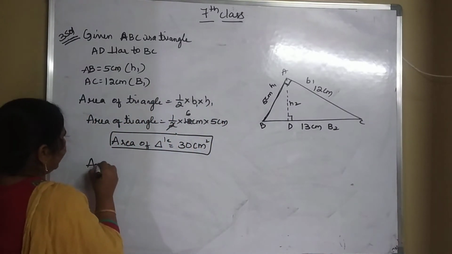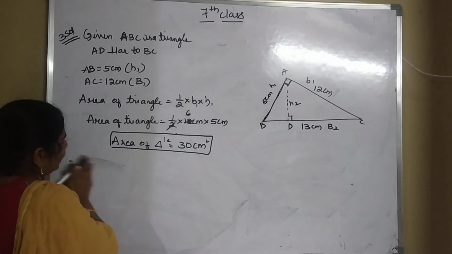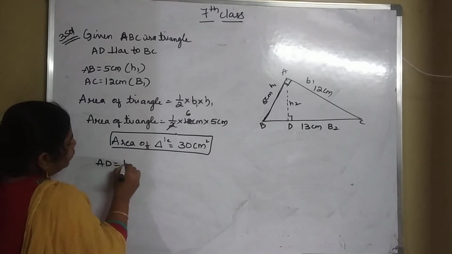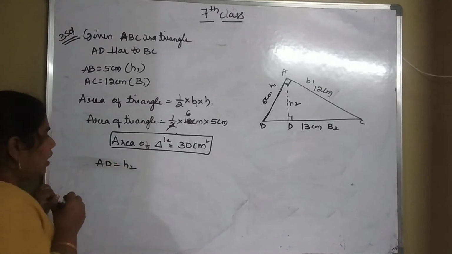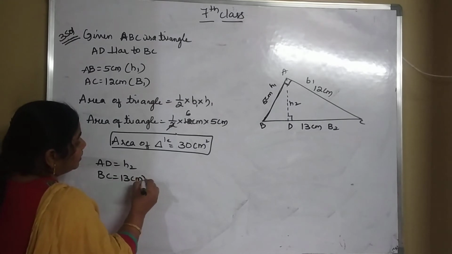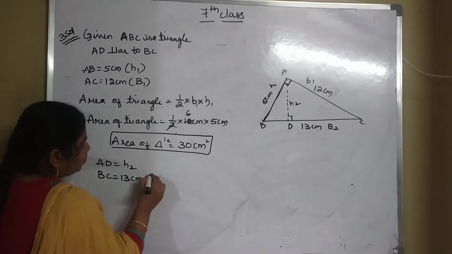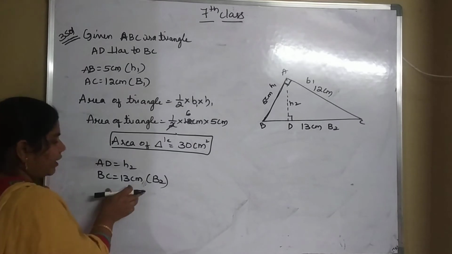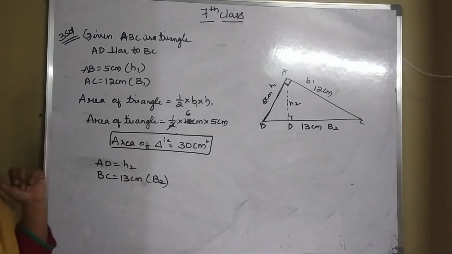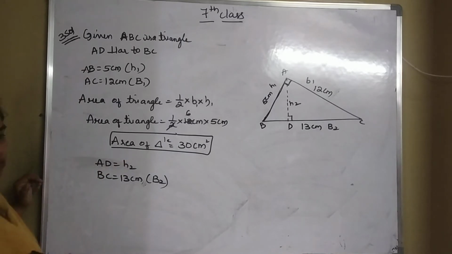Now the second part. In that, AD is equal to H2, which we have to find, and BC is 13 centimeters, that is the base 2 value. For finding this we will apply the area of a triangle. By using this area value we will find the height 2 value.